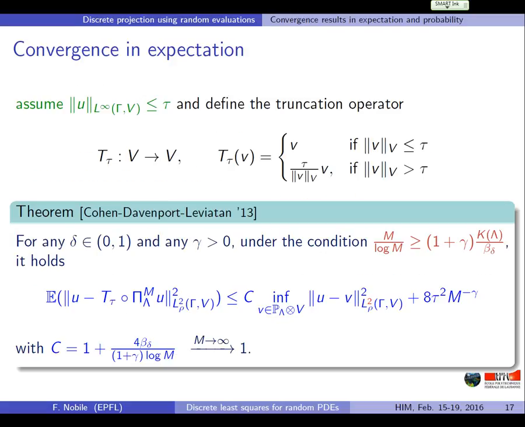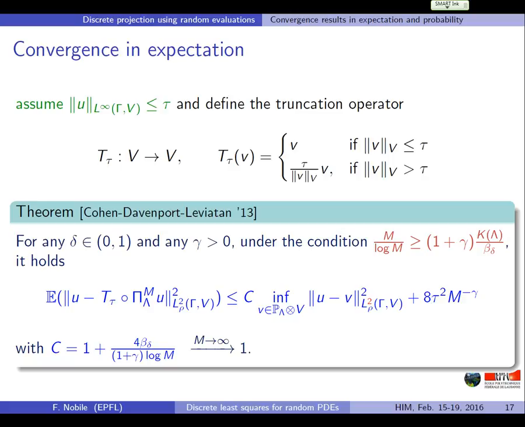And once you have this, the resulting expectation was in the original paper by Albert, Davenport and Leviathan. You can show a convergence in expectation, so that whatever you reconstruct with these discrete least squares is, in expectation, up to a constant equivalent to the best approximation that you can do in the polynomial space, plus a small term.